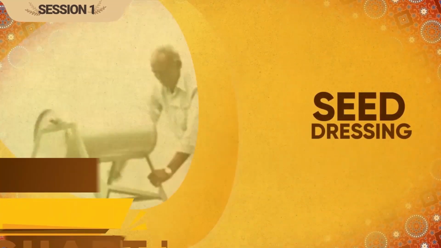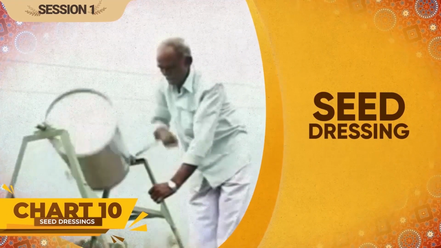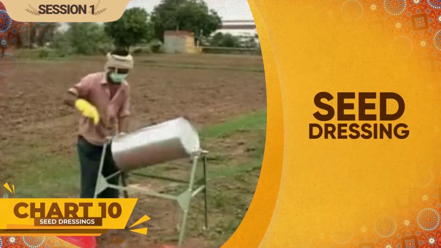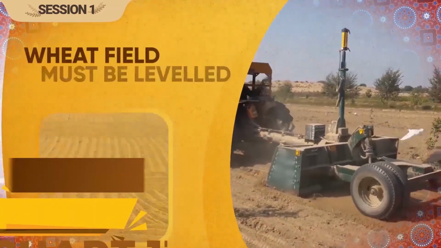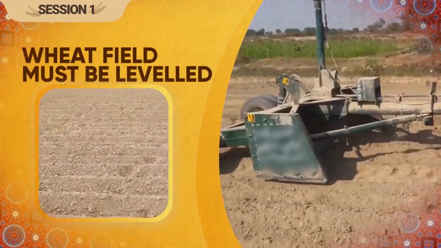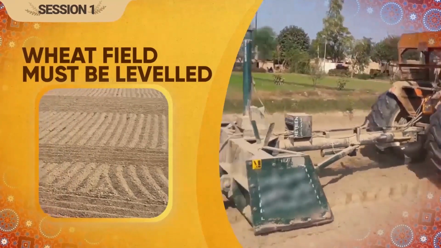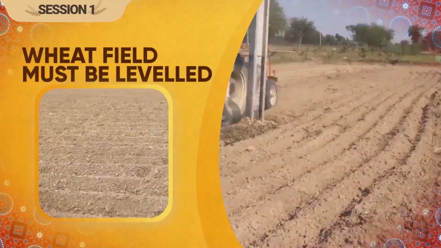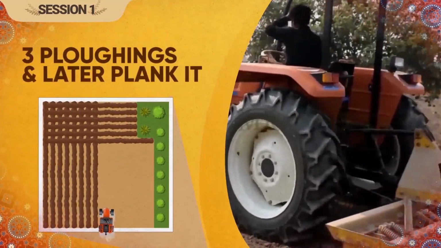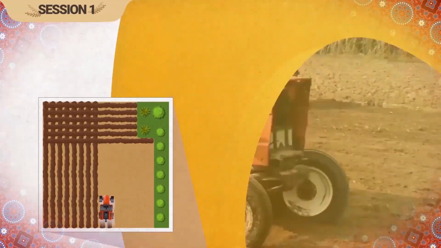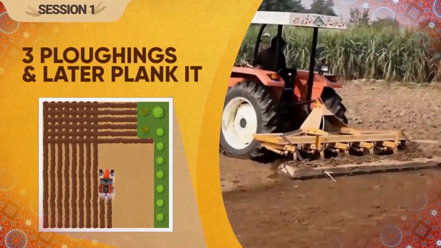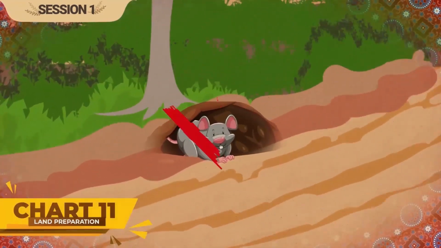Seed dressing. Applying fungicidal seed treatment before sowing at the rate of 3 grams per kilogram seed is recommended. Land preparation. Wheat fields must be well leveled for a uniform and healthy crop that can compete with weeds, use less water, and give higher yields. For this, zero-tillage technology is recommended. Overturn the soil with 3 tractor plowings and later plank it to break the soil clods into smaller mass and incorporate plant residue. Field boundaries should be strong and rat holes must be closed.